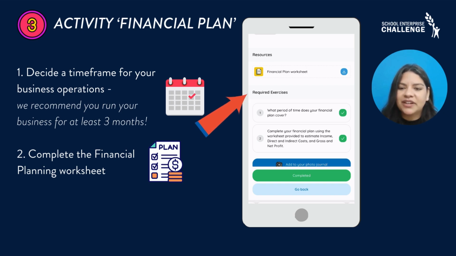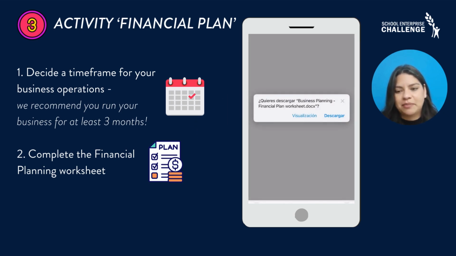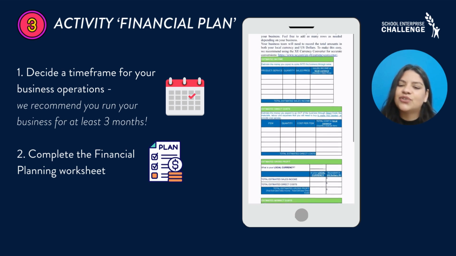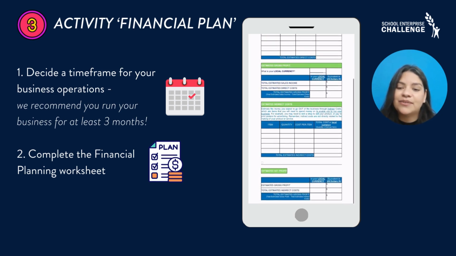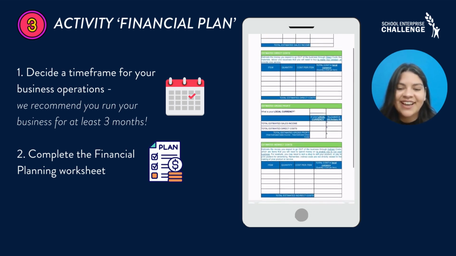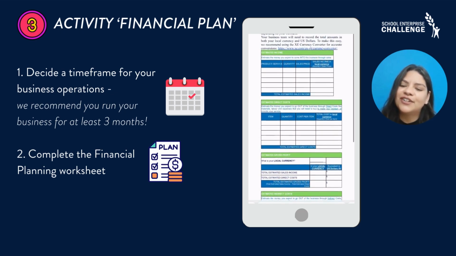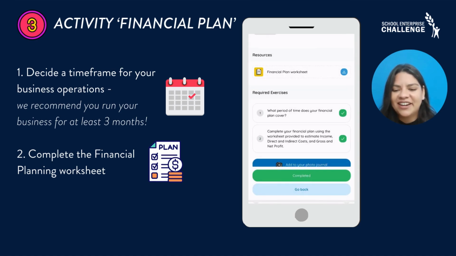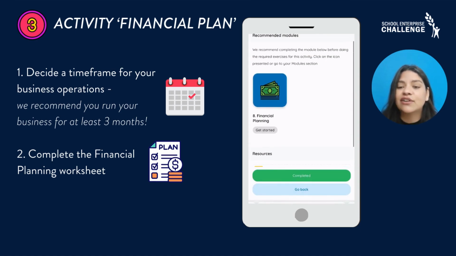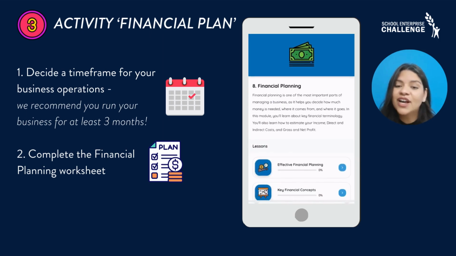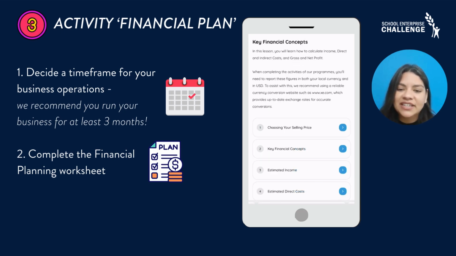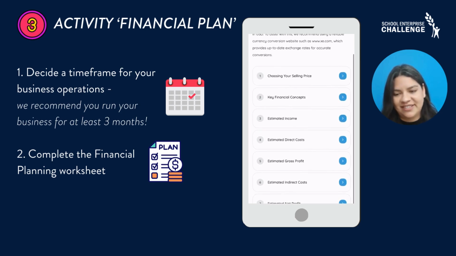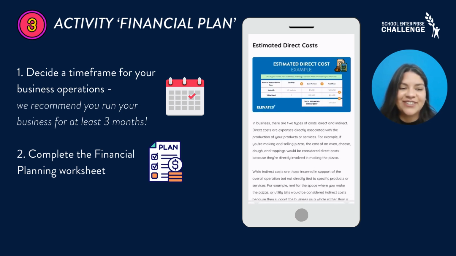Use the online worksheet provided to complete your financial plan. This tool will guide you through key financial concepts, helping you estimate your business's income, direct and indirect costs, gross profit, and net profit. For support with this activity, refer to the Financial Planning module. Here, you will find detailed explanations of financial concepts and examples to help you calculate each component effectively. This module is essential for building the foundation for your business. We strongly recommend you don't skip it.